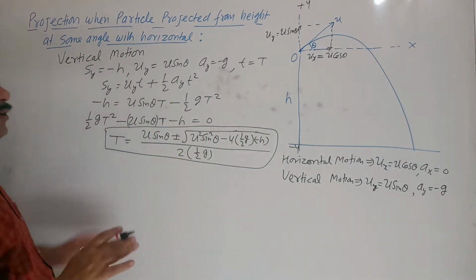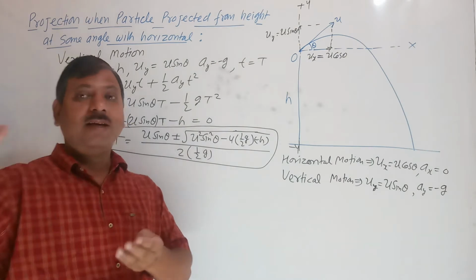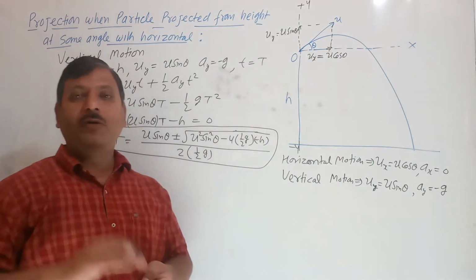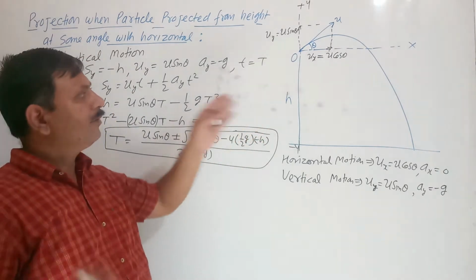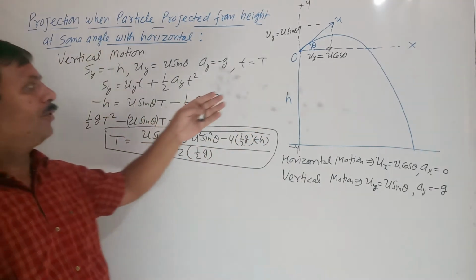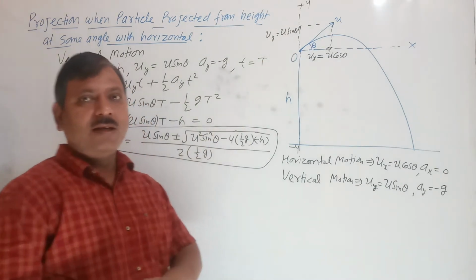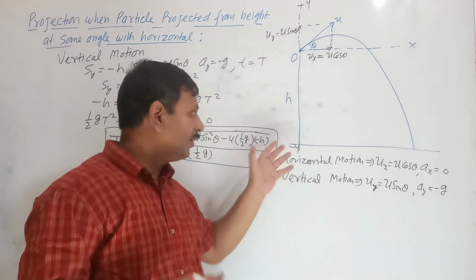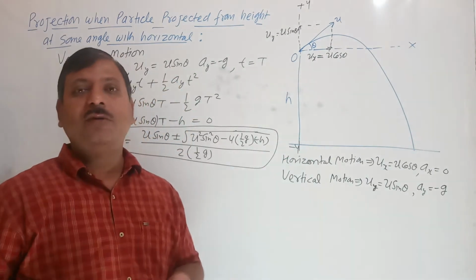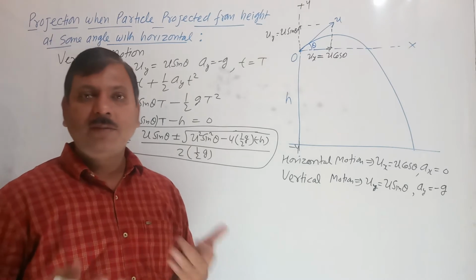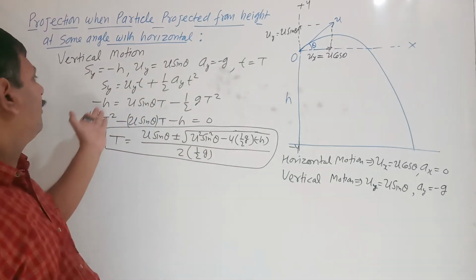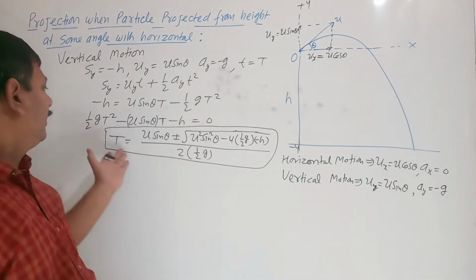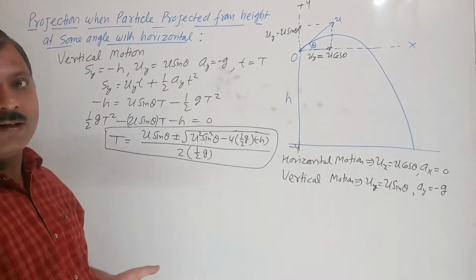The same thing you have to do as what we did for projection from the ground at some angle. The same theory we have to apply for projection from some height. The only difference is the vertical displacement. If the object is projected from the ground, the vertical displacement we take for time of flight is 0. Here the vertical displacement we have to take is minus h.